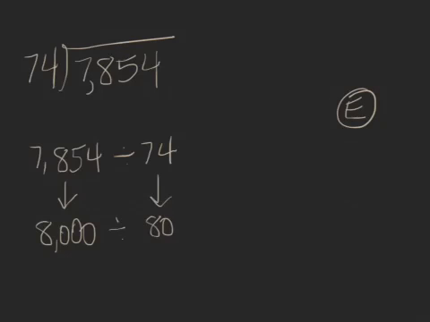I decided that changing the 74 to 80 would be a good move because my dividend is really close to 8,000, and that's nice and compatible with the 80. And I get 100. So my answer should be close to 100. This also shows me that I don't have anything in the thousands place. So when I go to solve this problem, my first digit is most likely going to be in the hundreds place. And it's most likely going to be a 1.